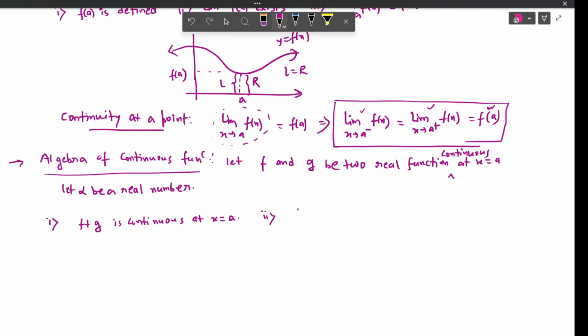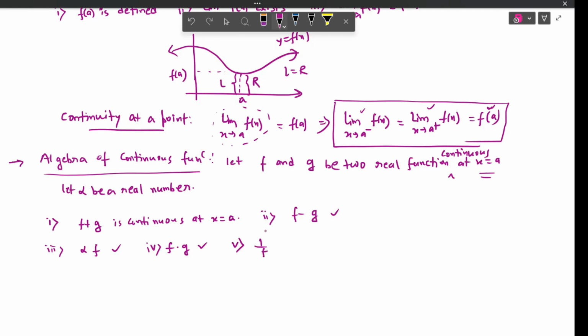Number 2, their subtraction is continuous. Number 3, alpha is any scalar or real number. Alpha into f is continuous at x equals to a, right? Always at x equals to a, because we have taken the point to be x equals to a. Multiplication of the function is continuous.